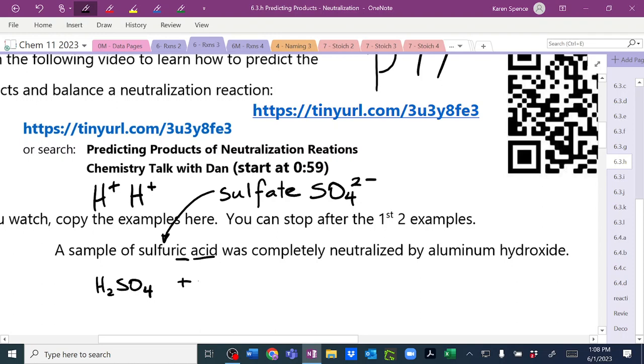It was completely neutralized by aluminum hydroxide. Aluminum is 3+, hydroxide is -1. So what's the formula for aluminum hydroxide? Al(OH)3.